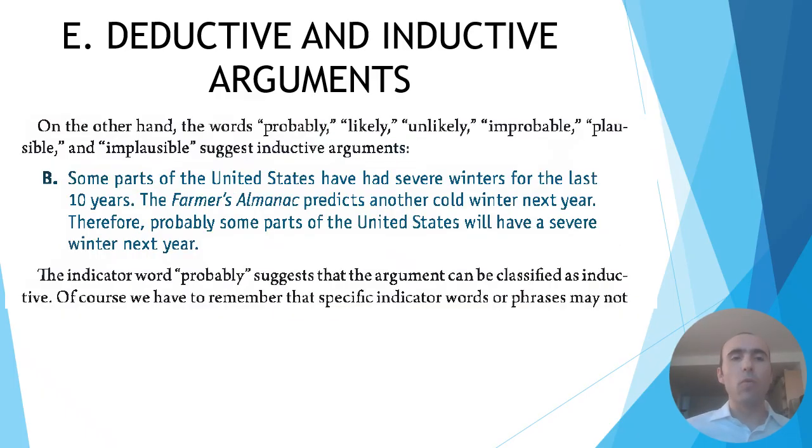On the other hand, the words probably, likely, unlikely, improbable, plausible, and implausible suggest inductive arguments. Let's analyze the following example. Some parts of the United States have had severe winters for the last 10 years. The Farmer's Almanac predicts another cold winter next year. Therefore, probably some parts of the United States will have a severe winter next year. The indicator word probably suggests that the argument can be classified as inductive. Of course, we have to remember that specific indicator words or phrases may not appear.